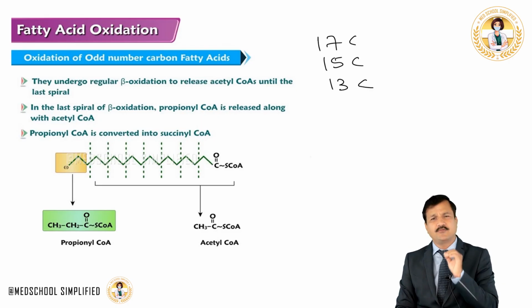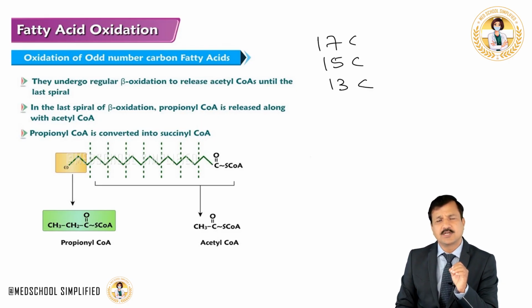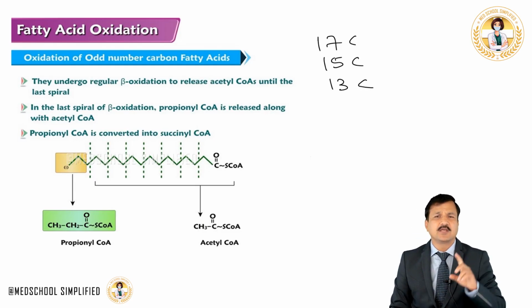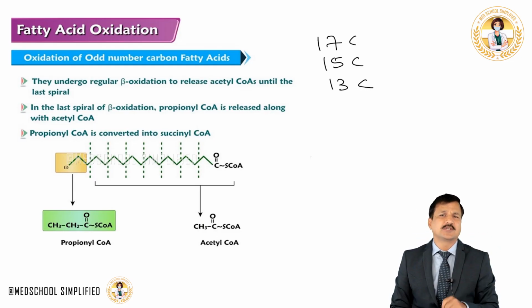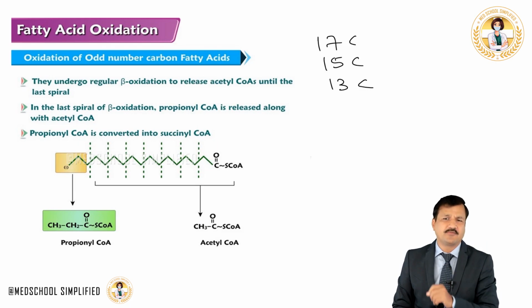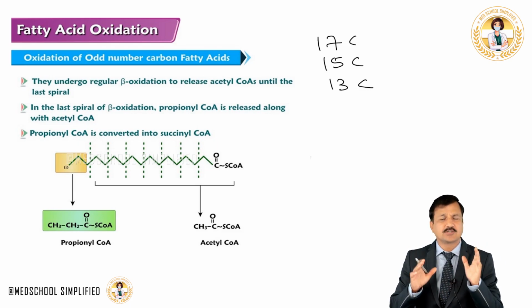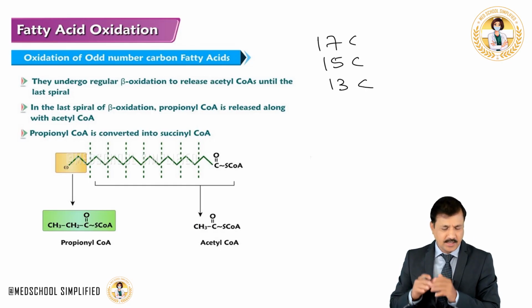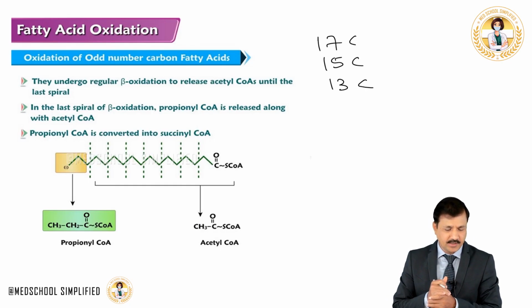That's the only difference between the oxidation of a saturated even number carbon fatty acid and the oxidation of odd number carbon fatty acids. So the difference is there in the last beta oxidation spiral. Let me show you that here with the figure.